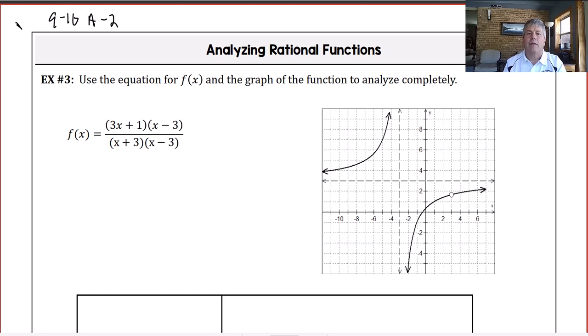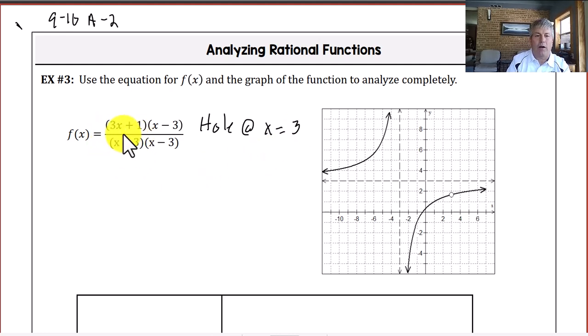Welcome back. The objectives of this video are to analyze some more rational functions. So in example 3 here, we're going to use the equation for f of x and graph the function to analyze it completely. Well, we already have the graph over here to the right, but we can see in our factored form that the x minus 3's are going to cancel, so we already know that we're going to have a hole at x equals 3.